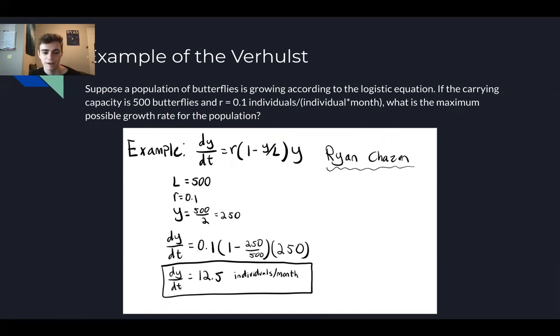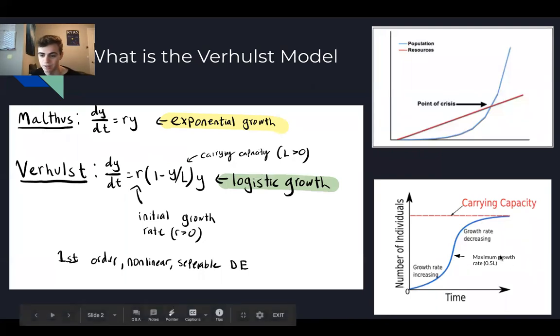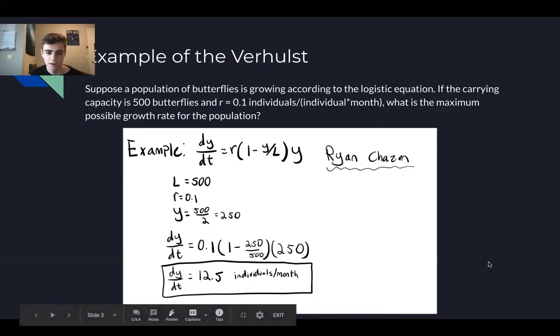So we have L equals 500 because there are 500 butterflies. We have r equals 0.1 because that is the growth rate. And we have y equals 500 over 2, which equals 250. And remember on the last slide, I showed that this was because the maximum growth rate is 0.5 L.